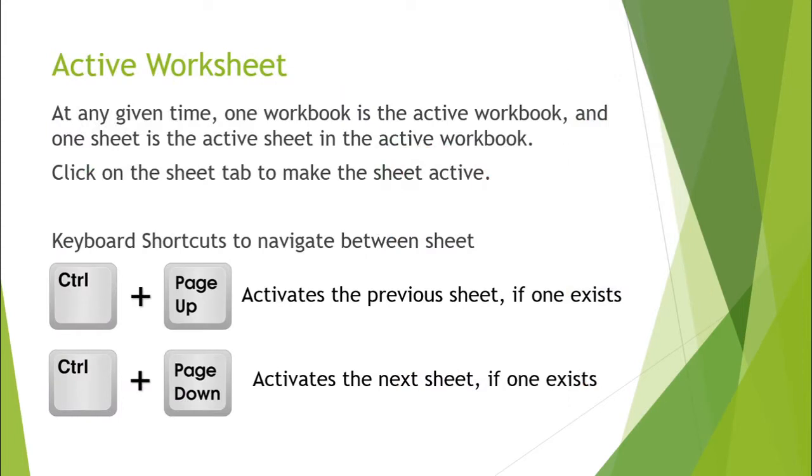First, we will try to understand what is an active worksheet. At any given point of time, one workbook will be an active workbook, that is a file that you are going to work with, and in that one sheet will be the active worksheet. You can click on any sheet tab to make that sheet active. We can use shortcuts to navigate between worksheets, that is, we can use Ctrl Page Up to activate the previous worksheet, and similarly we can use Ctrl Page Down to activate the next worksheet in Excel.